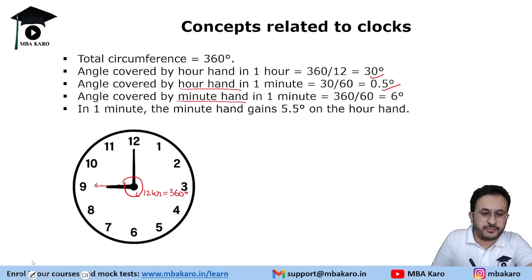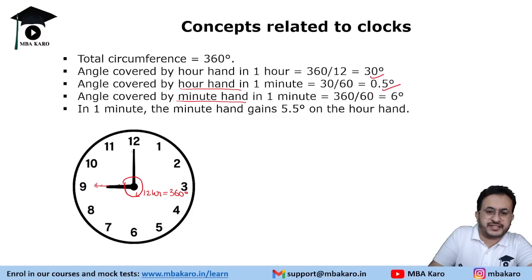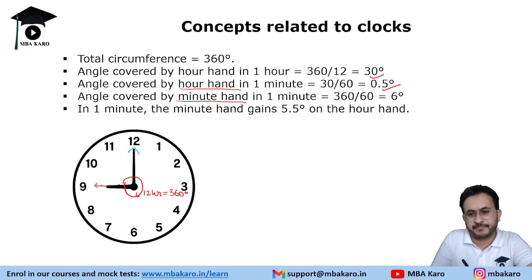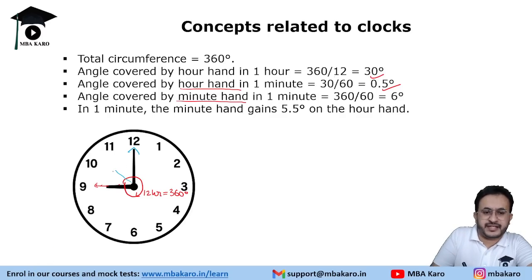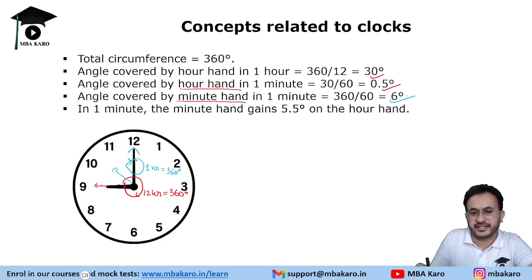Now let us talk about the minute hand. The minute hand is, suppose, at 12 at 9 a.m. Now when it is 10 a.m., it will be again at 12. So it covers 360 degrees in 60 minutes, or you can say 1 hour. So in 1 minute, it will cover 6 degrees.